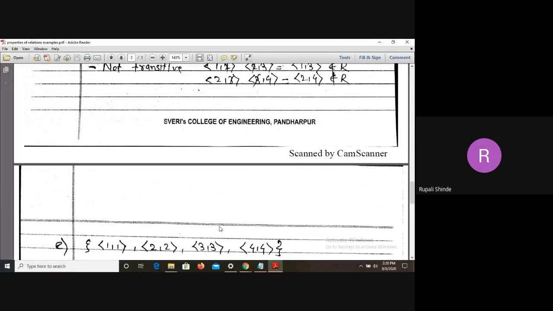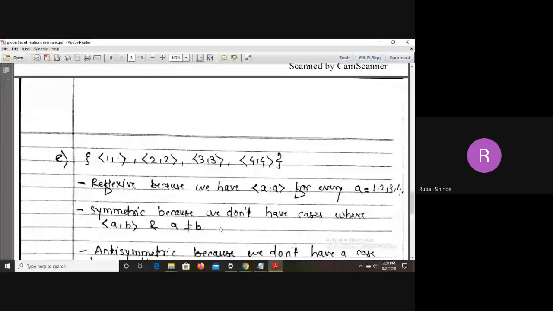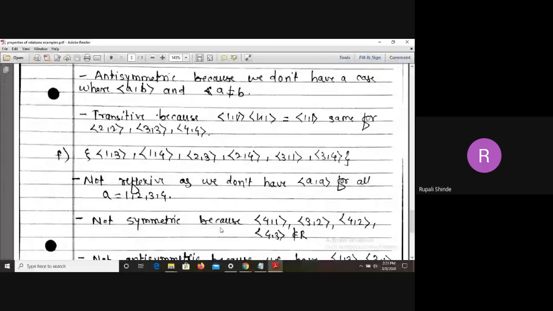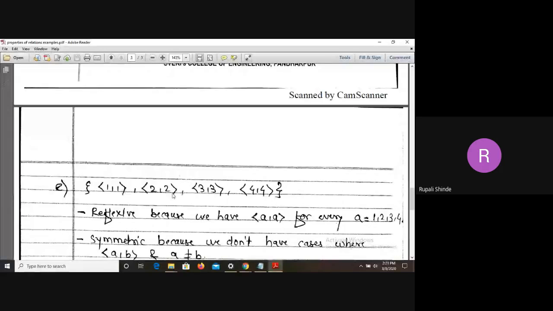Now check whether this one is symmetric. Yes, ma'am, symmetric. Okay. And what is remaining? Irreflexive. No, this is not irreflexive because reflexive elements are here. And transitive? Yes.